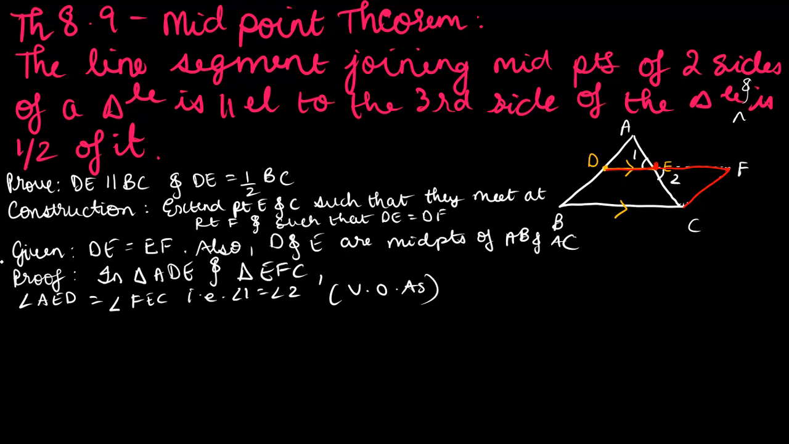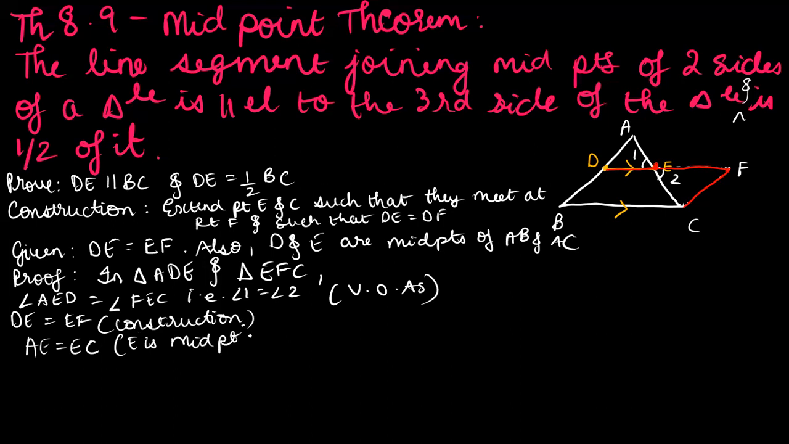Clear? Now DE is equal to EF. We are told here, right? DE is equal to EF by construction. Also, we can say that AE is equal to EC. Why is it? Look at what is given here. That E is the midpoint, right? So that is why AE is equal to EC. Exactly. So E is the midpoint.